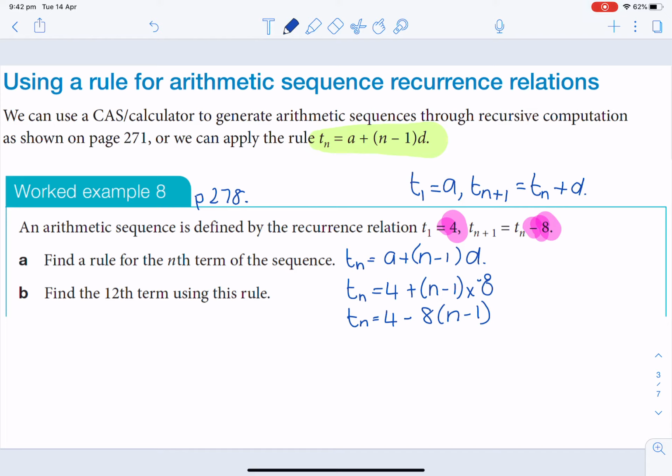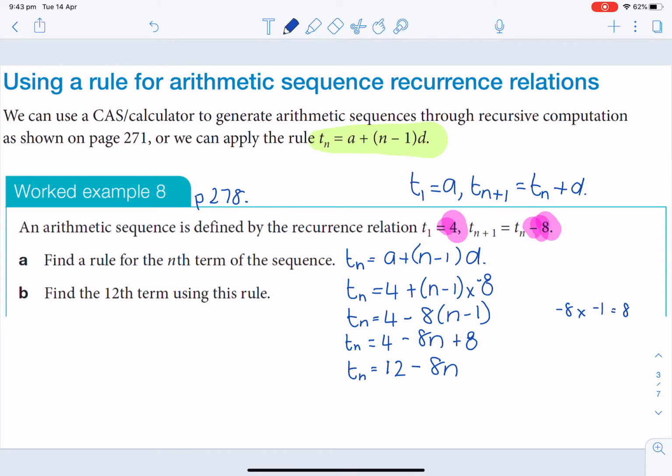Now comes the tricky bit. You need to expand the formula. From that, you can then simplify. 4 minus 8 times n is 8n. And negative 8 times negative 1 equals positive 8, because you've got two negatives there, equals 1 positive. Then we simplify again. So 4 plus 8 is 12 minus 8n.